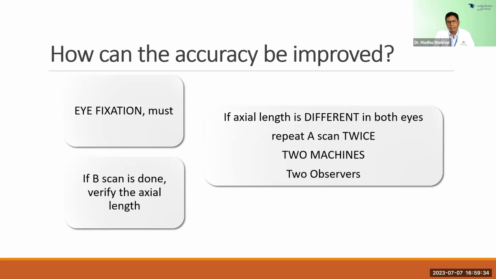So how do we improve our accuracy in a mature cataract? Eye fixation is a must. You have to always look for whether the patient is fixing or not. You have to put one source of light in front of the other eye, so that the patient can fix on that with that eye, so that this eye will be fixated during axial length measurement. And you have to verify with B scan axial length also, whether they are close to each other or not. And the A scan should be repeated twice with 2 machines and 2 observers.